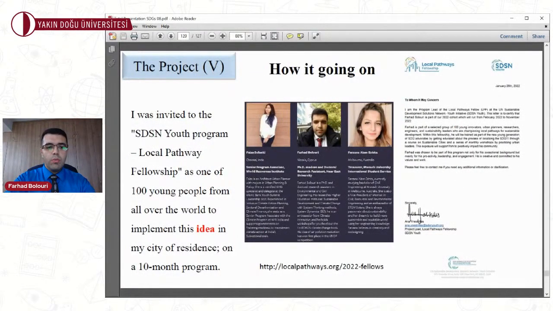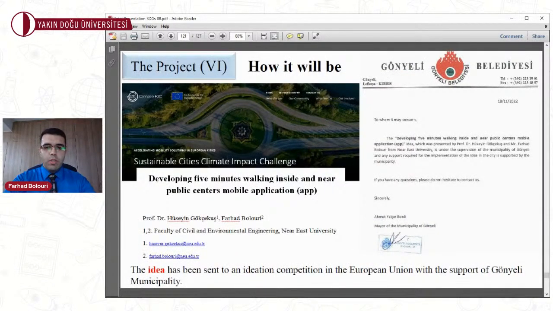In 2022, it continued as an SDSN, Sustainable Development Solution Network, youth program, as a local pathway fellowship. It is 100 young people from all over the world every year. And last time, because of this project, we could win it. You can see it on the website that I shared. For the future, with the help and support of Gönyeli municipality, we sent it to the EU ideation competition for sustainable cities. They help with the implementation of an idea in your city, and we want to do it in Gönyeli if they support.